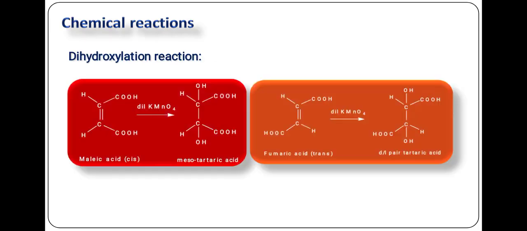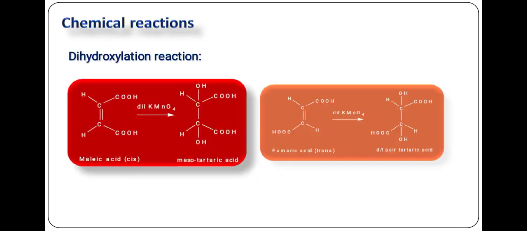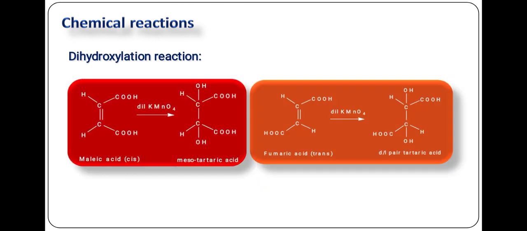This is the dihydroxylation reaction of maleic acid in the presence of KMnO4. There is a formation of meso-tartaric acid, and when the reaction takes place with fumaric acid, trans-butenedioic acid, in the presence of dilute KMnO4, there is a formation of the DL pair of tartaric acid. This is the dihydroxylation reaction of maleic acid and fumaric acid. This is cis maleic acid and trans fumaric acid. Thank you.